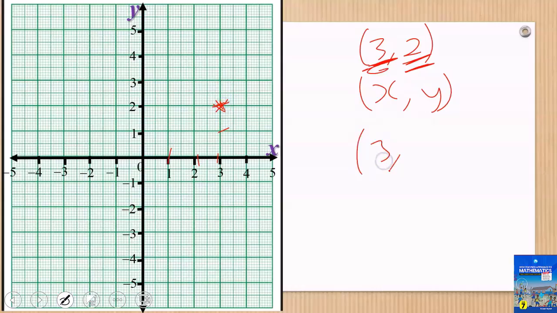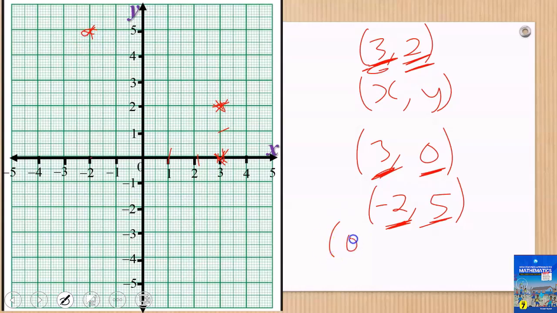If you ask me to plot maybe (3, 0), then it means I have 3 on the x-axis and no movement on the y-axis. So then I'm going to have a point just over here. If you ask me to plot, let's say, (-2, 5), I have -2 on the x-axis and 5 on the y-axis, which will give me a point here. Finally, if you ask me to plot maybe (0, -4), that means 0 on the x-axis and -4 on the y-axis will be a point of this sort. So this is how we plot points.